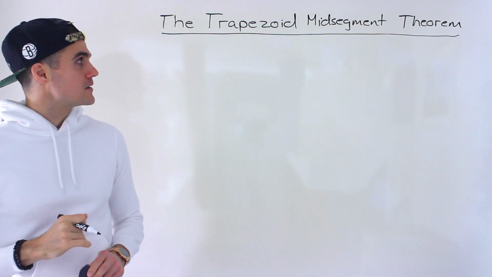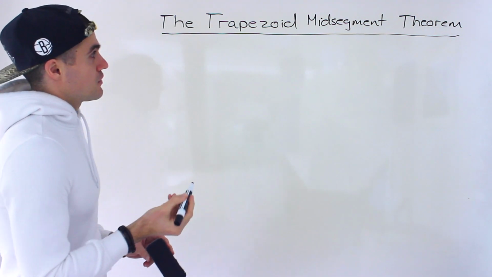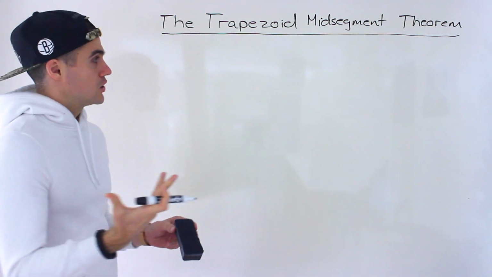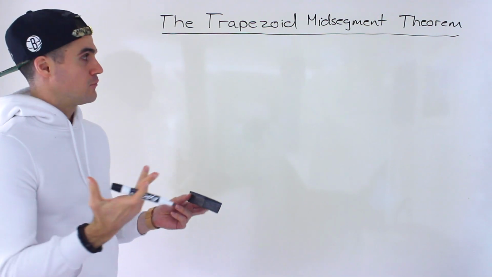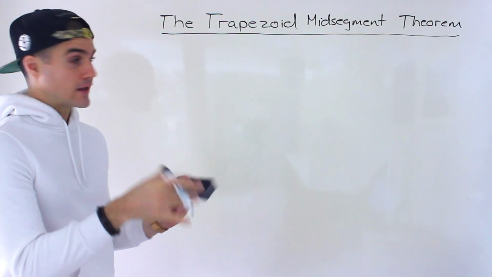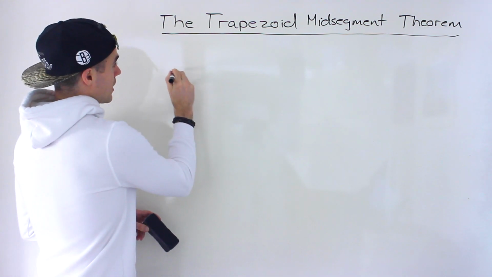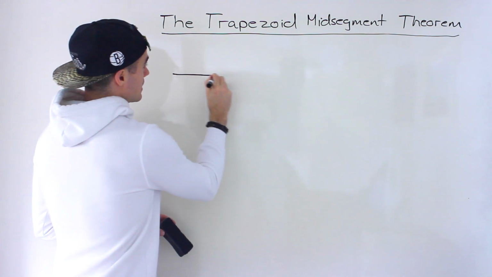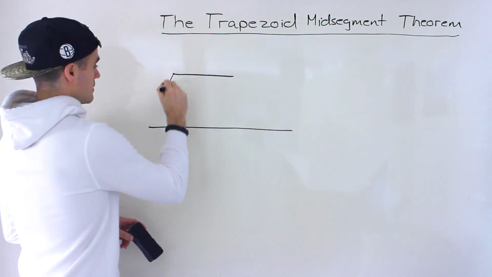So what is the trapezoid mid-segment theorem? Well, if we draw a trapezoid, now remember a trapezoid is a quadrilateral that has one pair of parallel sides. So there are different trapezoids you can draw. Let's make something maybe like this.